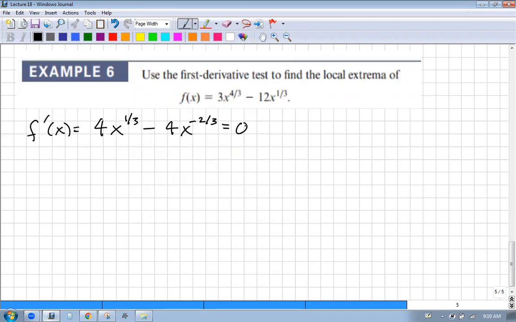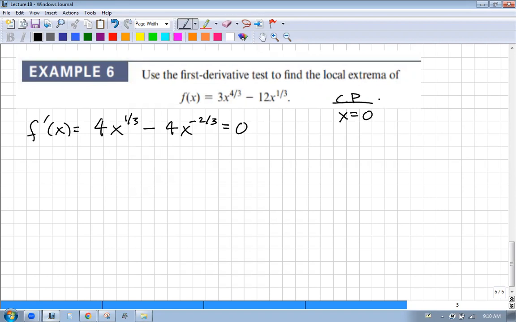Because that's going to give us critical points. But remember, there's also the critical points where the derivative is undefined, right? And so you can see right here, you can't divide by 0. So x equals 0 is a critical point.